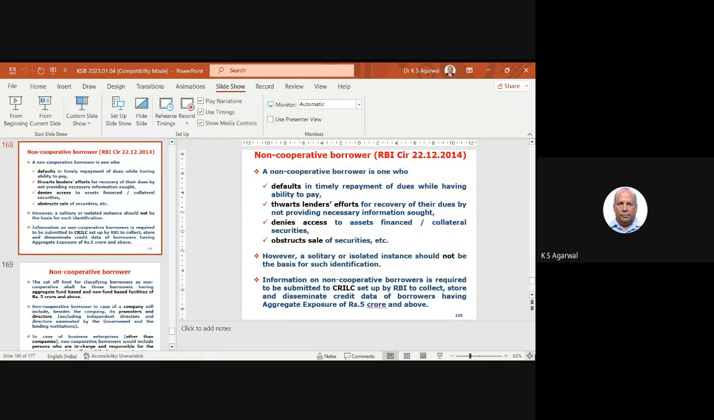I have to report the information on non-cooperative borrowers to CRILC also. Non-cooperative borrower means he is defaulting in timely repayment, denying access for inspection, obstructing sale of security, or thwarting and creating hurdles in my recovery efforts. And if such a borrower has an aggregate exposure of rupees 5 crore and above, then the information on the non-cooperative borrower is also to be given to CRILC.